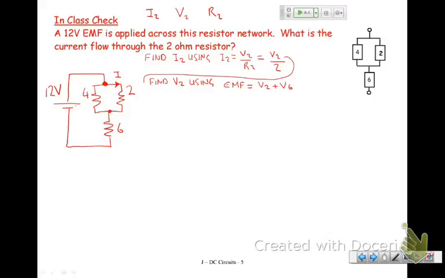Problem. So let's put some numbers in. So EMF, I know the EMF is 12, is equal to V2, that's what I want, plus, oh man, I don't know V6. So let's just go to the next level. V2 equals 12 minus V6. At least let's rearrange it so I get V2. If only I knew V6.